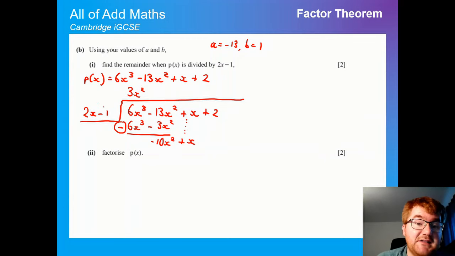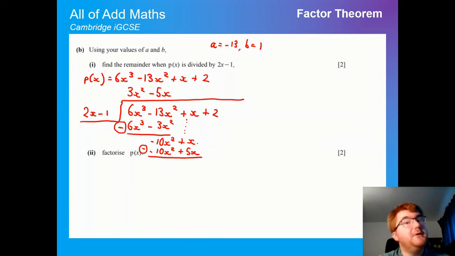So what do we do to 2x to get to minus 10x squared? Well, we need a minus, we need a 5, and we need an x as well. Again, check backwards as you go through. So minus 5x times 2x is minus 10x squared. Minus 1 times minus 5x is plus 5x. Again, be careful with negatives as you go through. At this point, we are going to take one away from the other. Lots of minuses, but that's how it is. Minus 10x squared minus minus 10x squared makes a plus, so it's going to cancel. And then x minus 5x is minus 4x.